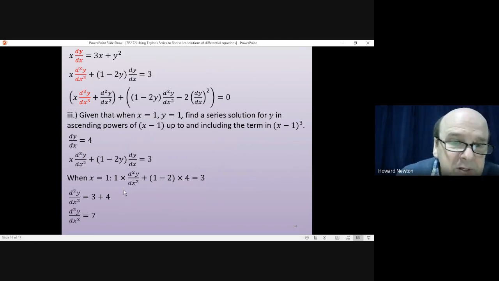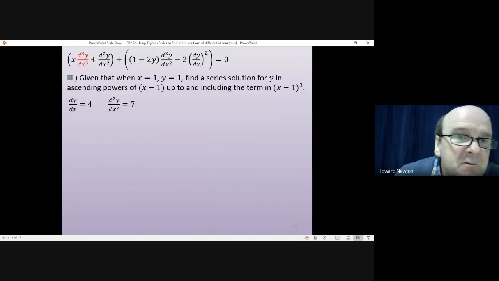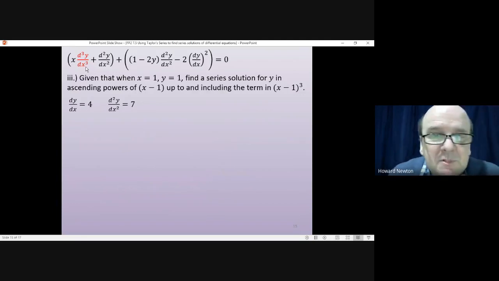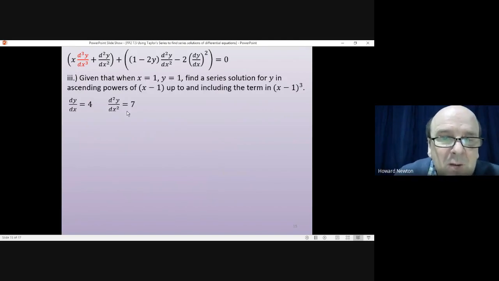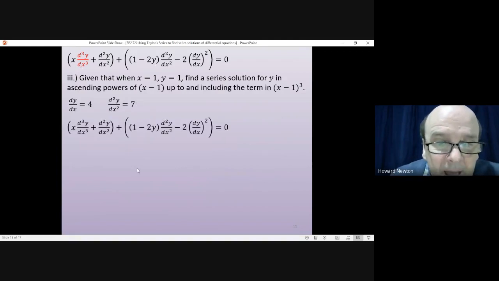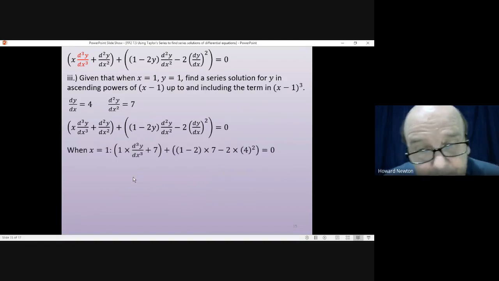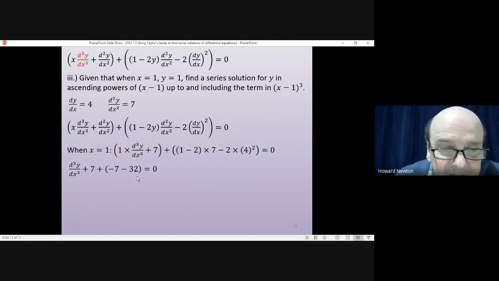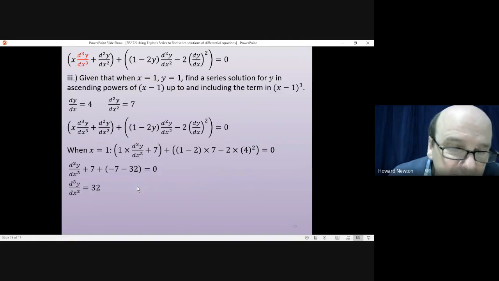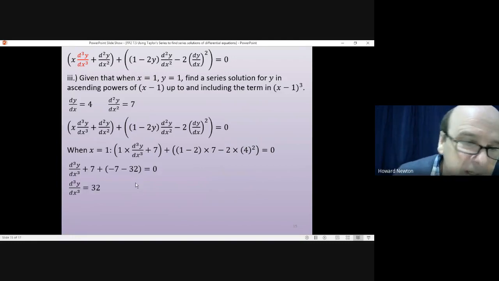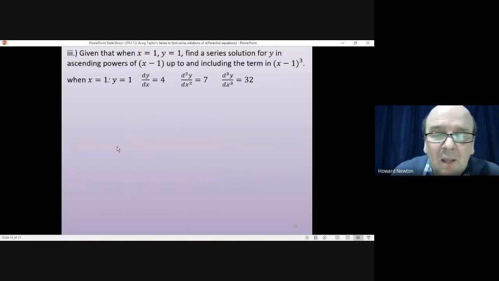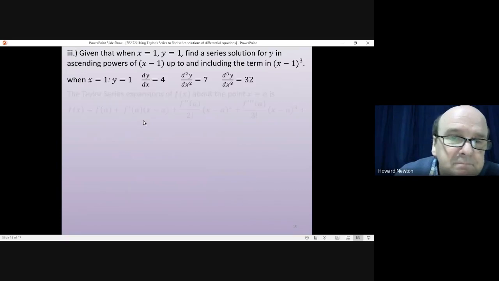And then finally, we need to do the same thing for d3y by dx cubed. And again, we're substituting in all the things we know. We're doing it around x equals 1, and when x equals 1, y equals 1, dy by dx is 4, and d2y by dx squared is 7. We substitute all of those into there. And that gives us this. And then rearranging all of that and tidying it up gives us that. And finally, d3y by dx cubed is equal to 32 when x equals 1. Okay, that's what we've done so far.